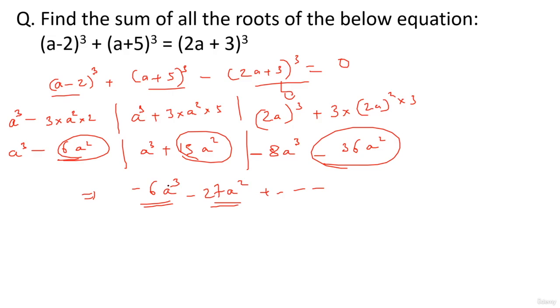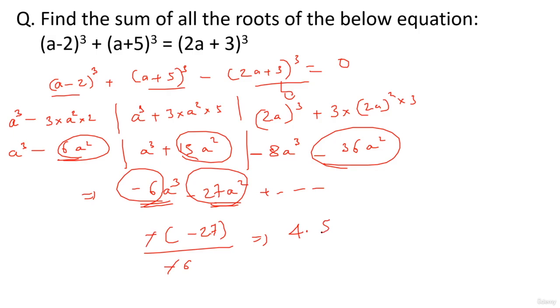So the sum of the roots will be minus coefficient of a square, which is minus 27, divided by coefficient of a cube, minus 6. The minus sign cancels. 6 4s are 24, 6 5s are 30, and of course a minus sign. Your answer is minus 4.5. Just one more way of finding out the same answer, and that is minus 4.5.